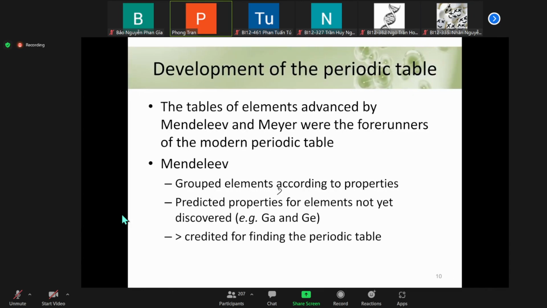So the tables of elements advanced by Mendeleev and Mayer were the forerunner of the modern table. In the table proposed by Mendeleev, the elements are grouped according to property, for example, hydrogen, lithium, potassium, and sodium in a group, and it can predict the properties of elements which had not yet been discovered at that time.